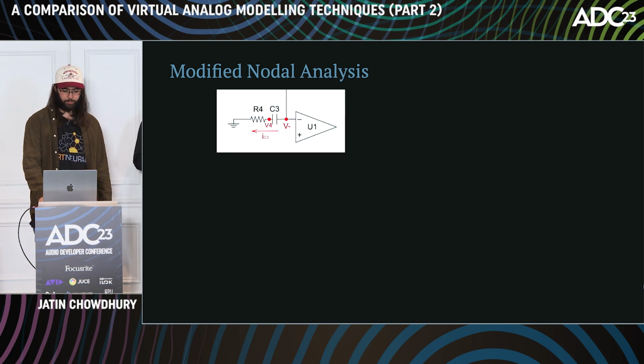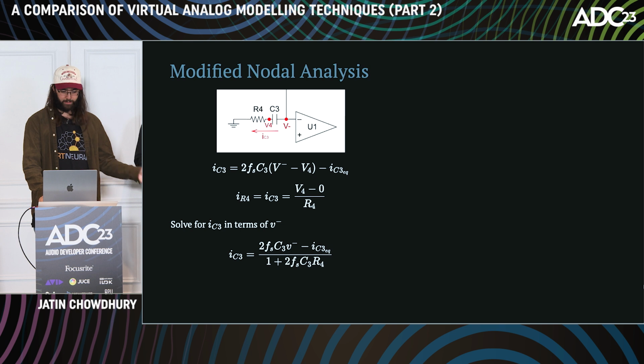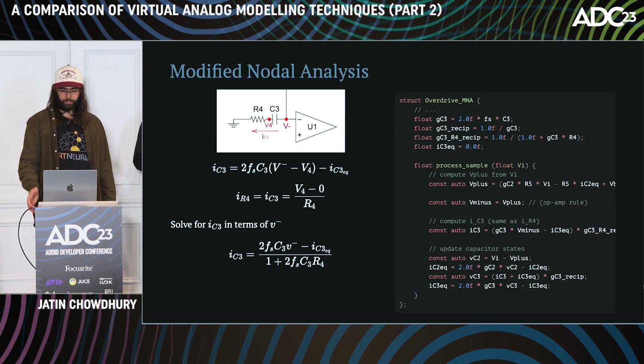So we can do the same thing with this next branch of the circuit. I'm not going to go through the math again because it's almost the same, and the code is almost the same. We have our capacitor 3 admittance, we have our capacitor 3 state, and then we do our computation and we do our capacitor state update.